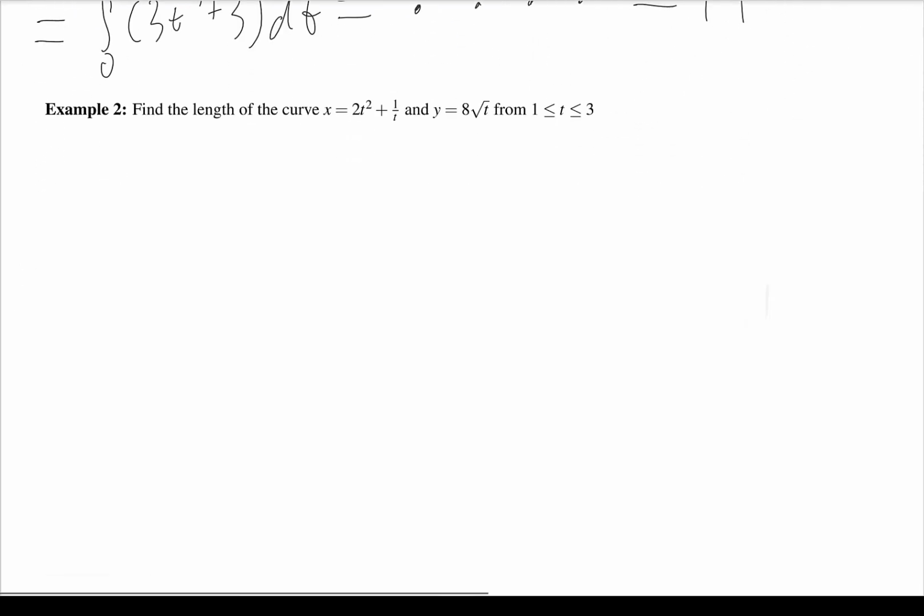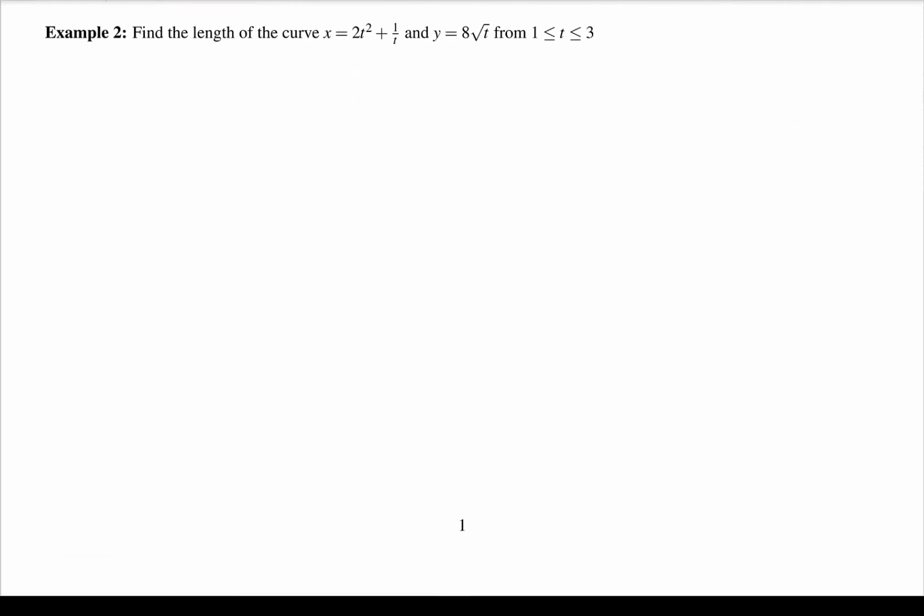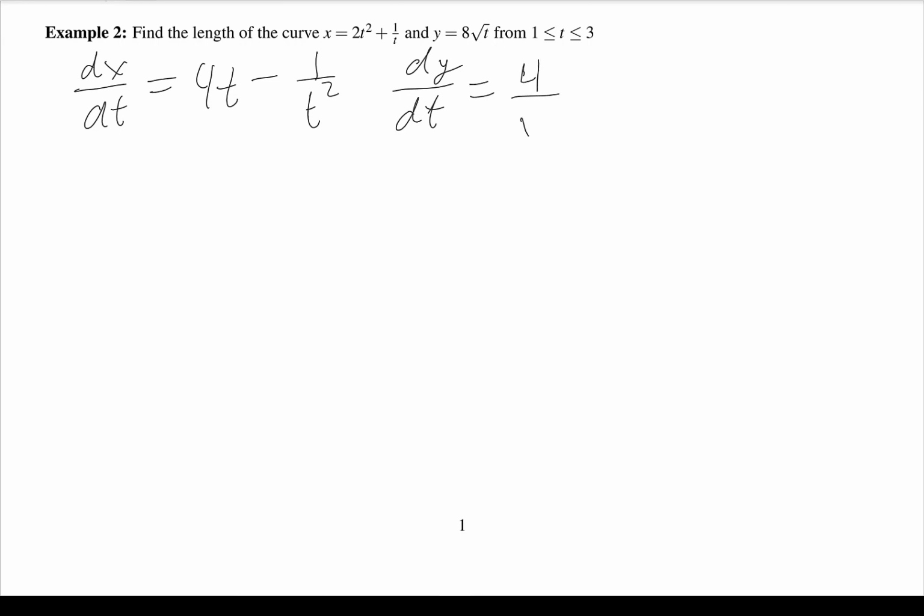Now let's look at example 2. For example 2, a similar scenario going on. I'll find dx/dt, which is going to be 4t minus 1 over t squared. And I'll find dy/dt, which will give me 4 over square root t. And then my arc length is going to be the integral from 1 to 3, because that's the range of our t values we're looking at.